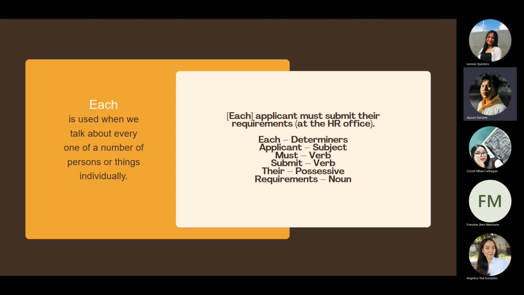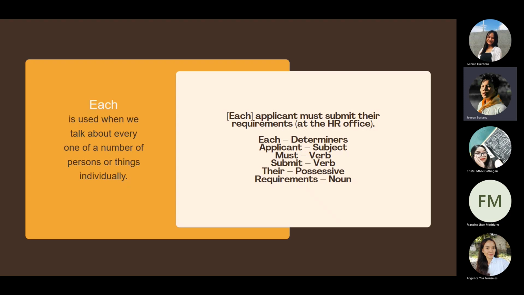On the right side of the screen, we have the example as well as the application of syntactic environment. The example is: each applicant must submit their requirements at the HR office. So each is used as the determiner to the subject, applicant. Applicant is the subject, preceded by the determiner and followed by the verb must.